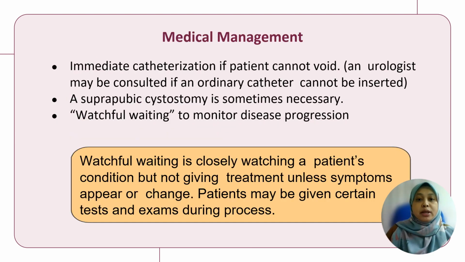For the medical management for BPH, immediate catheterization is done if the patient cannot void, and the urologist may be consulted if an ordinary catheter cannot be inserted. A suprapubic cystostomy is sometimes necessary, and watchful waiting to monitor disease progression will be done, which is closely watching a patient's condition but not giving any treatment unless symptoms appear or change. The patient may be given certain tests and exams during this process.